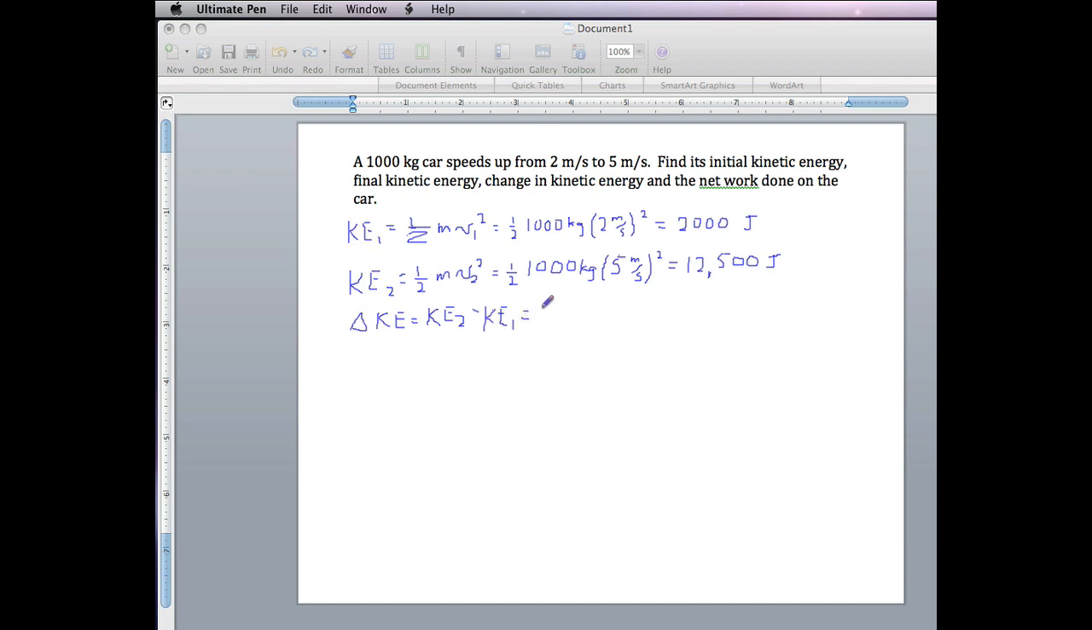So with our numbers, that's 12,500 joules minus 2,000 joules. And that gives us 10,500 joules.